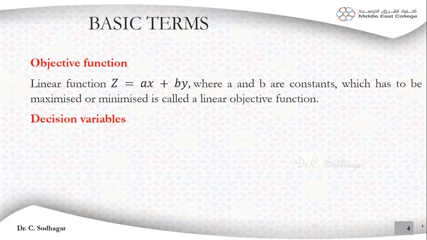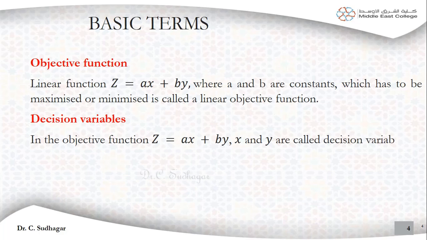Decision variables. So to achieve this objective, to maximize or minimize, what are the factors we have to do? So in the objective function z equal to ax plus by, we call this x and y are decision variables. So with respect to what we are going to get the objective function. In case of a profit means what is the product of the company. In case of an expenditure means on which you are going to spend. Okay, so that is called the decision variable. Okay, so what are the factors? X and y are the factors.